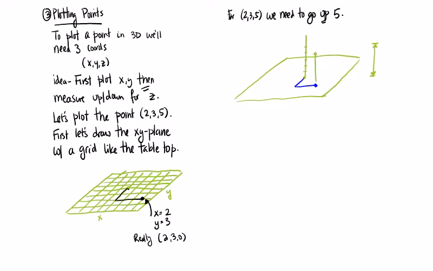So that's probably about that distance. And then what I'm going to do is put a point right there. This is 2, this is 3, and this is 5. Now if that's a bit confusing, that's okay. I'm going to draw one more picture that can sometimes really help.